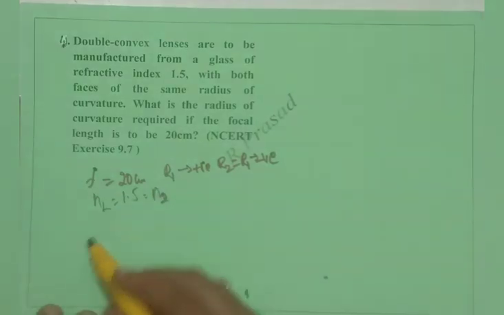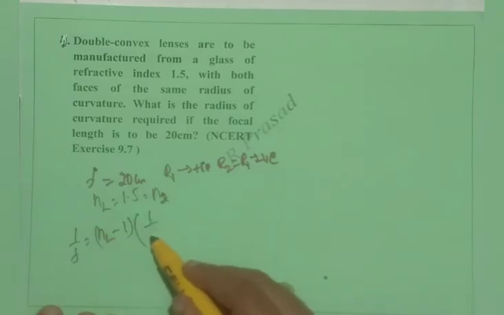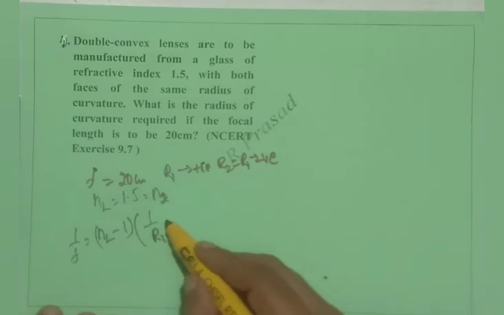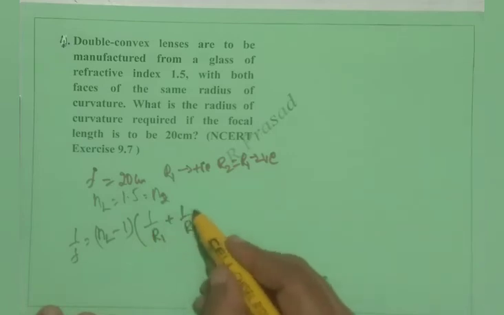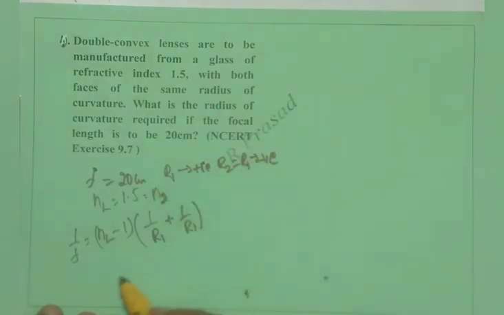We substitute into the lens maker's formula: 1 by f equals NL minus 1 into 1 by R1 plus 1 by R1 only, because R2 is minus R1. So therefore NL minus 1, 2 by R1, and 1 by f is 1 by 20.